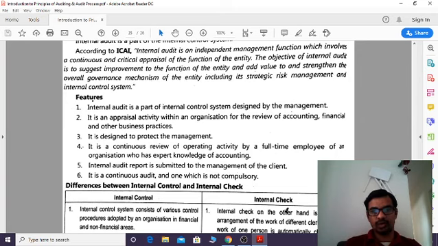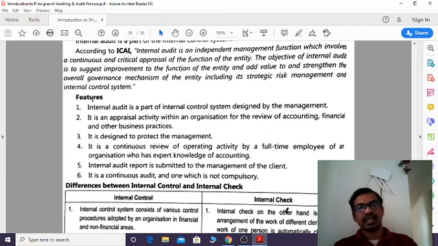It is continuous review of operating activity by a full-time employee of an organization who has expert knowledge of accounting. It is a continuous review of operating activity by a full-time, permanent employee of the management who has expert knowledge regarding accounting. Internal audit report is submitted to the management of the client, and it is a continuous audit and one which is not compulsory. Okay, understood? So in this way, it is the internal control, internal check and internal audit.